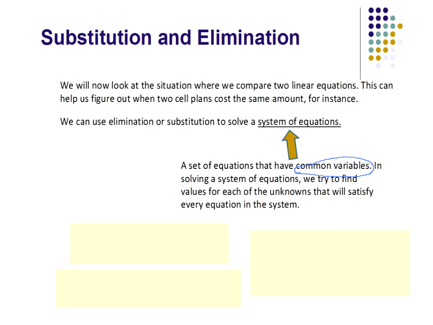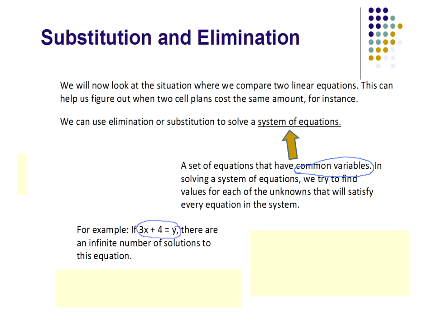So if we take a look at an example here, if we have the relationship 3x plus 4 equals y, there is an infinite number of solutions to this one equation. I can pick any of these and they work. If I plug in x equals 1 and y equals 7, I'll get a true statement. If I plug in 0 and 4, I get a true statement, etc., etc.